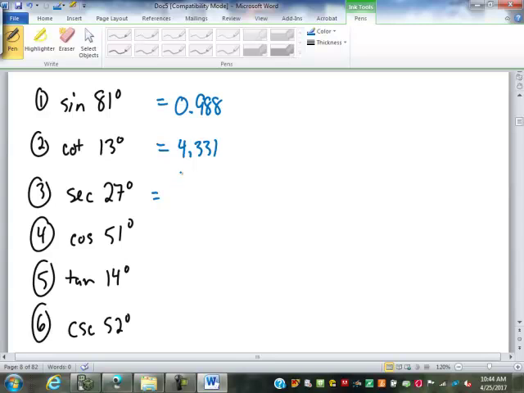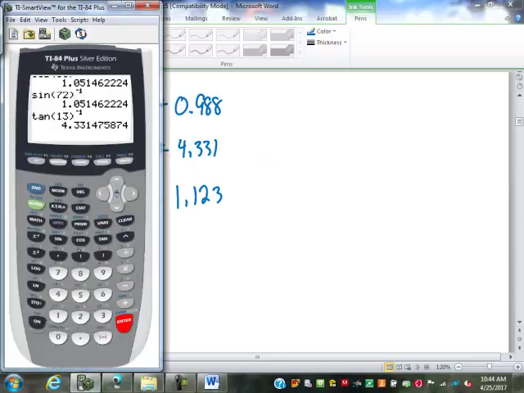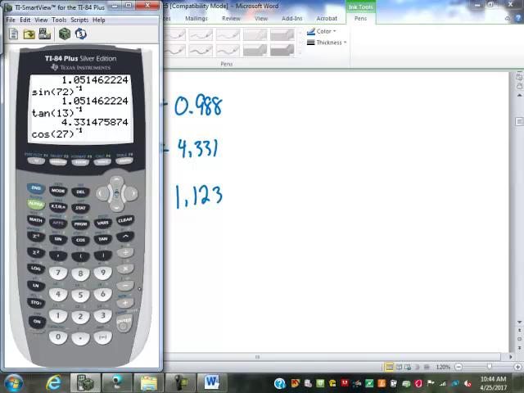Secant of 27. That cannot be correct. Secant has to be bigger than 1. 1.123. Let's check it out. So secant goes with cosine. So cosine of 27, close parentheses, and then reciprocal. 1.122.